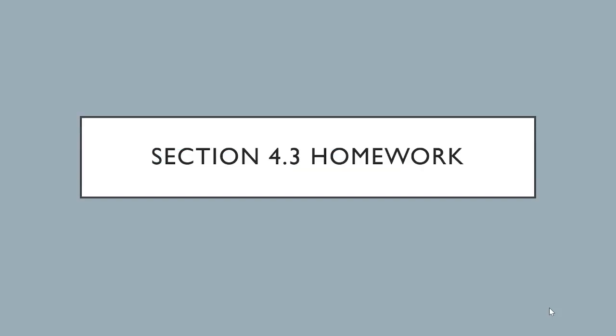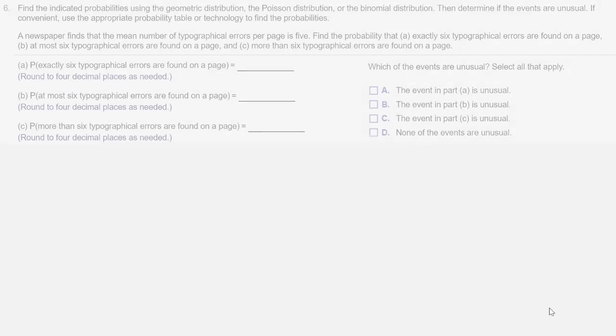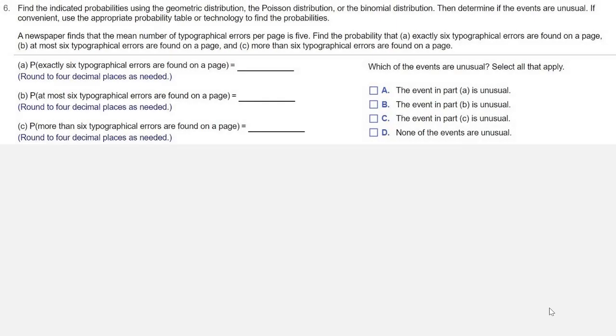Okay, we're looking at homework from section 4.3. It's question number 6. Find the indicated probabilities using the geometric distribution, the Poisson distribution, or the binomial distribution. Then determine if the events are unusual. If convenient, use the appropriate probability table or technology to find the probabilities.